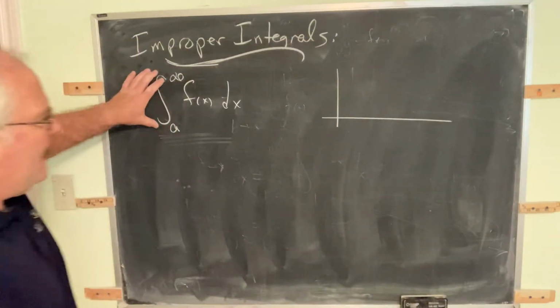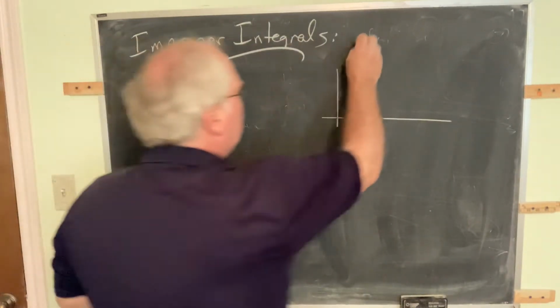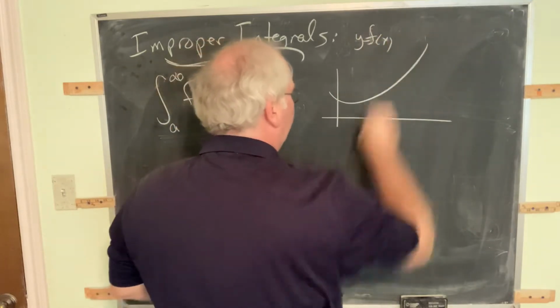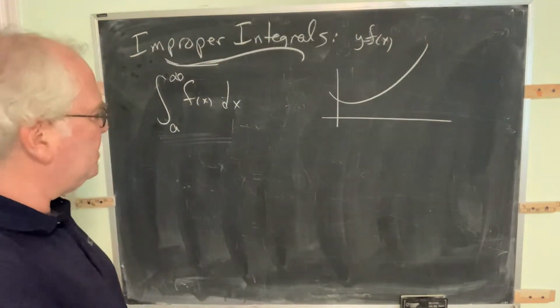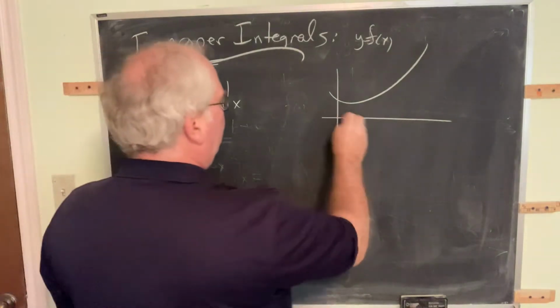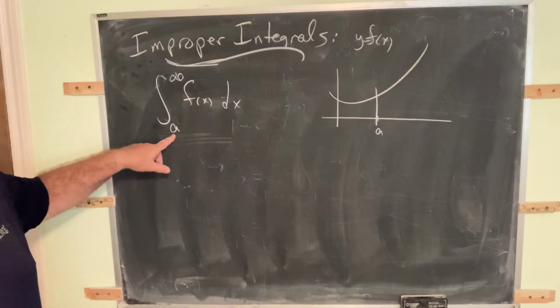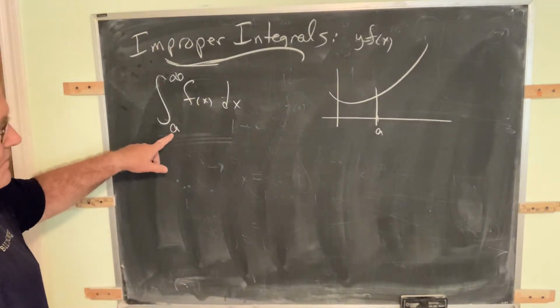What we're actually finding is this. Let's suppose, I'm going to pick a picture out of the blue sky. Suppose I just have that, my graph of the function y equals f of x. And let's just pick a number here. Let's suppose a is right here. Again, it doesn't matter what this is. A can be any finite value.